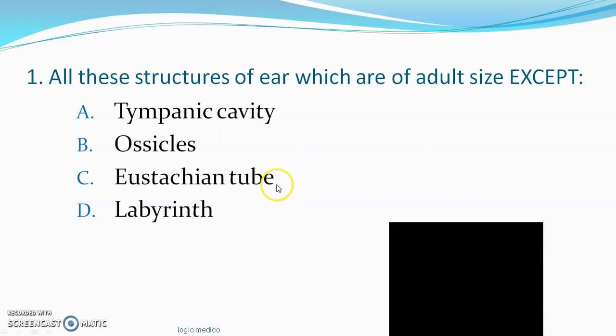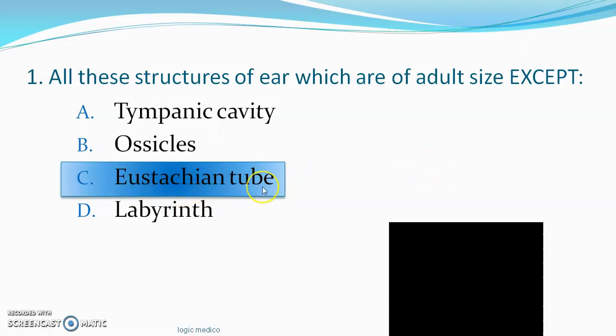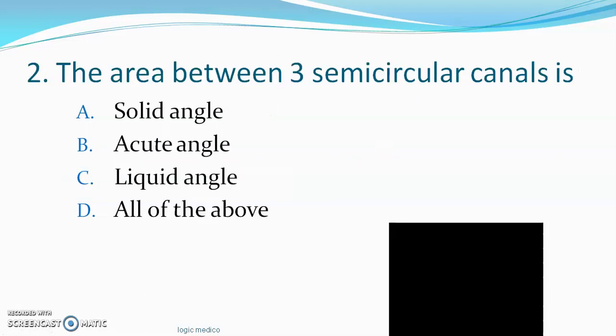So if you said option C, then it would have been the correct answer. The eustachian tube is not of adult size at birth. It is shorter, more straight, and more in line with the nasopharynx. So whenever the child is feeding, if the mother doesn't keep the head end of the child at a higher level, the milk will directly enter the middle ear cavity because the eustachian tube is very short and straight. But all the other things, that is the tympanic cavity, the ossicles, and the inner ear, are of adult size at the time of birth, but the eustachian tube takes a minimum of 4 to 5 years to become adult size.